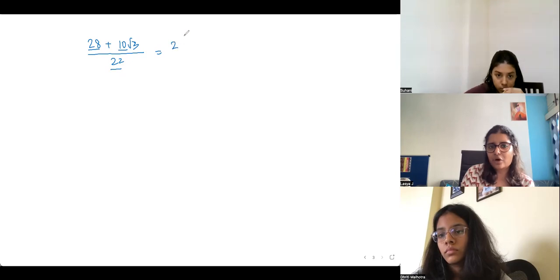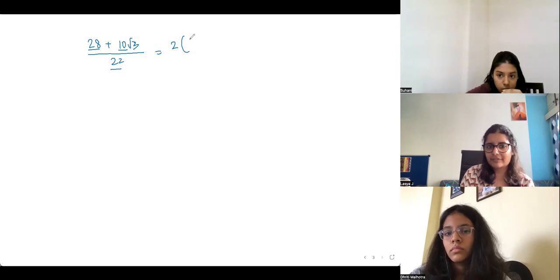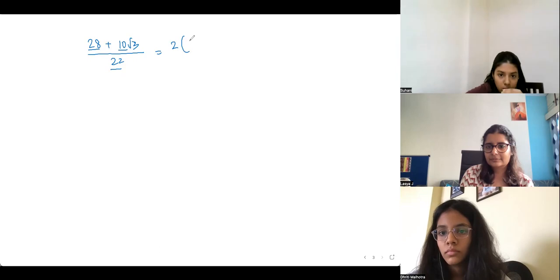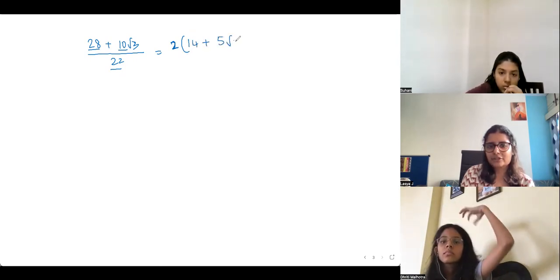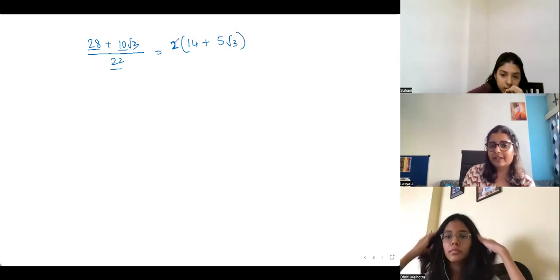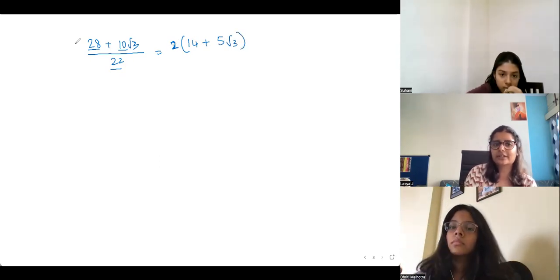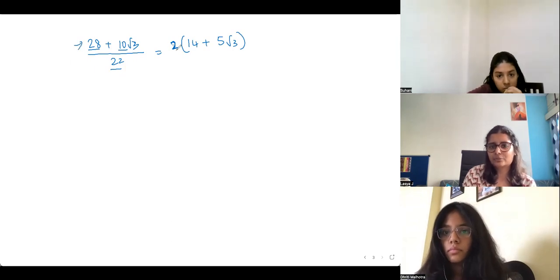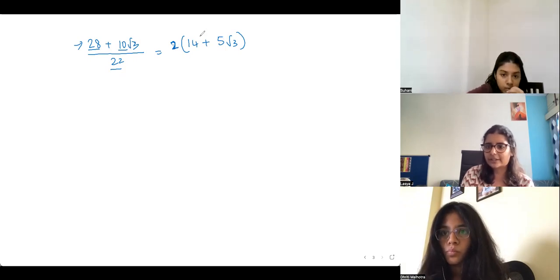So if I take 2 common, agar 28 say 2, if I take 2 out, what will be left here? If I factorize 28 and take 2 out, I get 14 plus 5 root 3. So basically, I took 2 out. Matlab, if I do this multiplication, I should get this back. So 2 times 14 is 28, sahi aa raha hai, and 2 times 5 is 10, so bhi sahi aa raha hai. So that's what I did here.